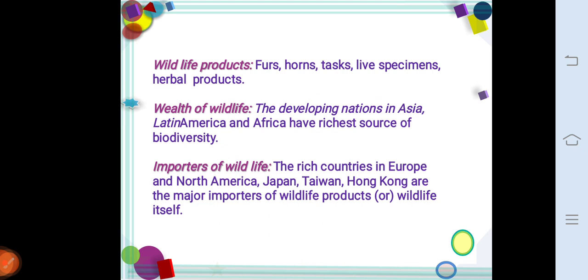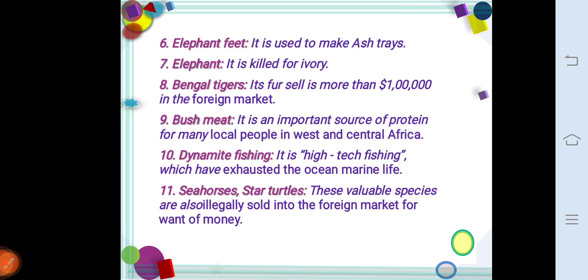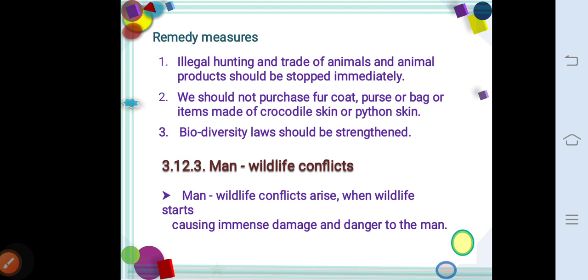The third type of loss of biodiversity is man-wildlife conflicts. Man-wildlife conflicts arise when wildlife starts causing immense damage and danger to man. Under such conditions, it is very difficult for the forest department to compensate the affected villagers and to gain the villagers' support for wildlife conservation. Examples of man-wildlife conflicts.